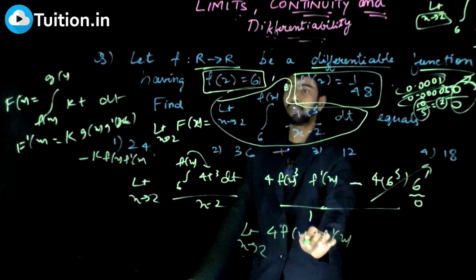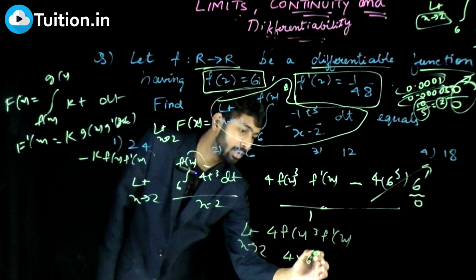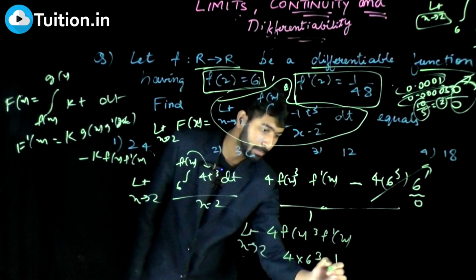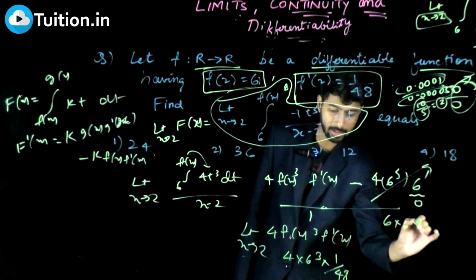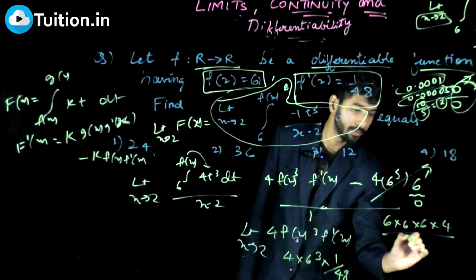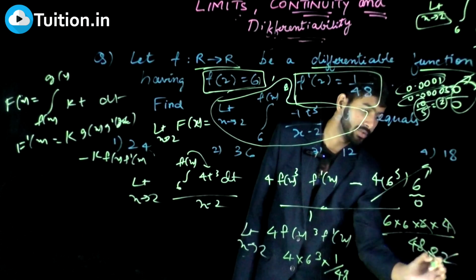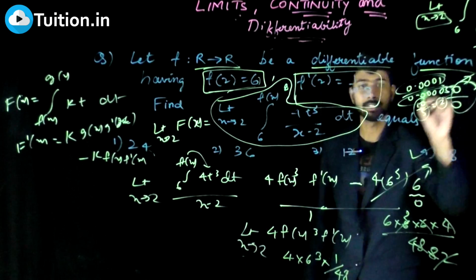So f of 2 is given to you as 6. This is 4 into 6 cube, and f dash of 2 is given to be 1 by 48. So this is 1 by 48. So this is something like 6 into 6 into 6 into 4 by 48. 6 eights are 48, 4 twos are 8, and this is 2 threes are 6. So 6 threes are 18. So the answer to this question is 18.